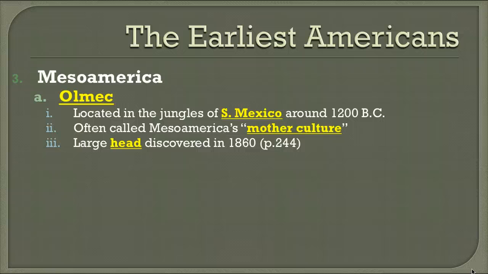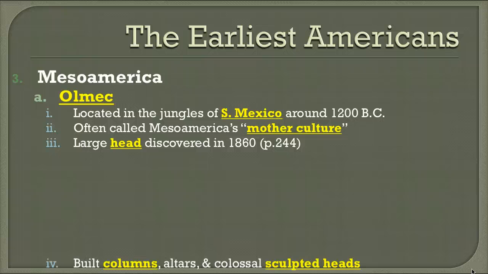And the way they were discovered was really interesting. One day a farmer in 1860 was clearing part of his field, part of a jungle, to plant more crops, and he came in contact with this giant stone head. Had no idea what it was. And scientists, archaeologists came, started researching it, and they actually found the location of a civilization that they never knew existed. And so this large head really became the sort of introduction to the Olmec culture. And I'll show you a picture of this on the next slide.